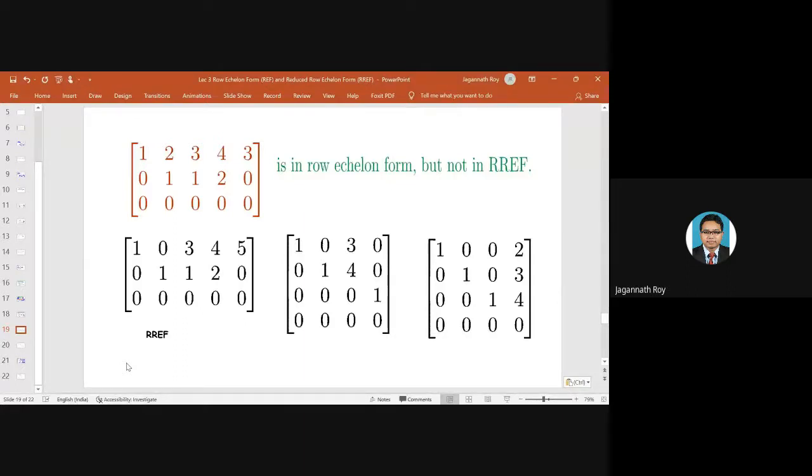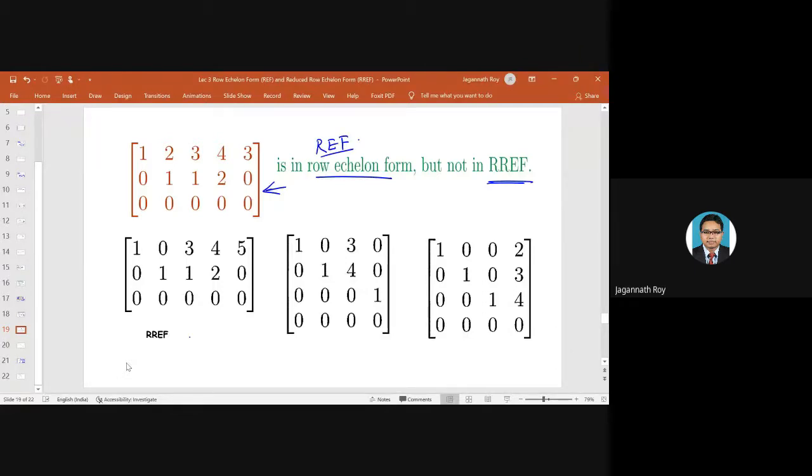How about this matrix? Is it in RREF? Exactly, no. The first leading non-zero entry is 1. Here it is 1, but it has 2 as a non-zero entry in that particular column. So let us recall the properties. So this is not in RREF, but it is in row echelon form.